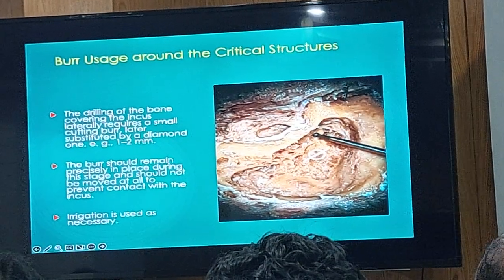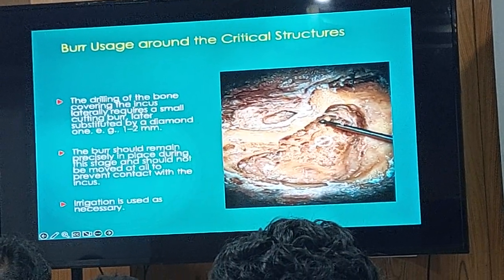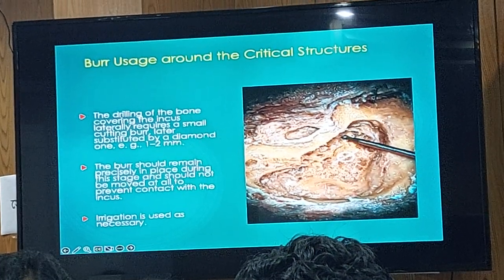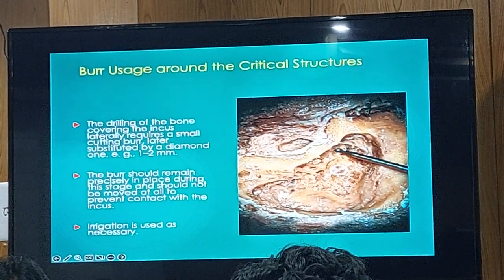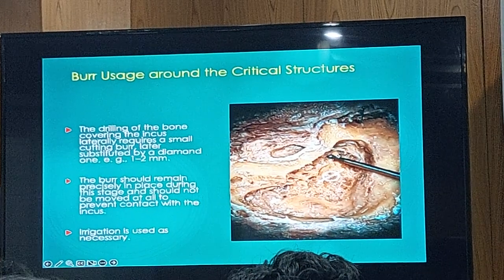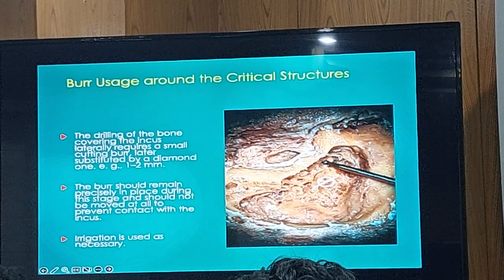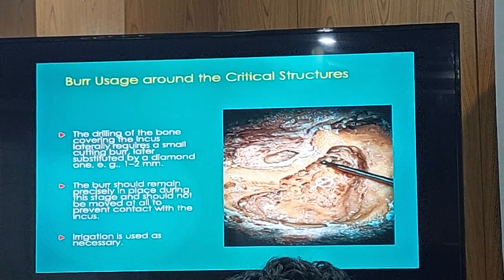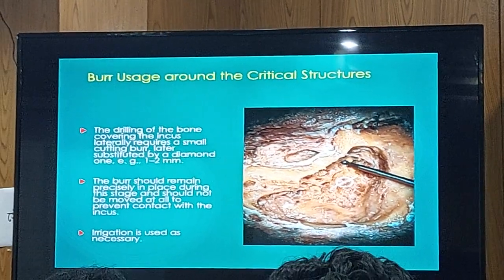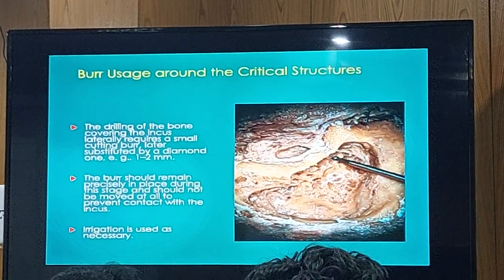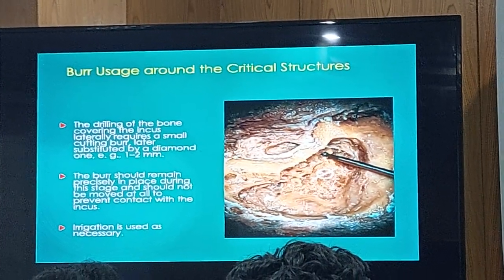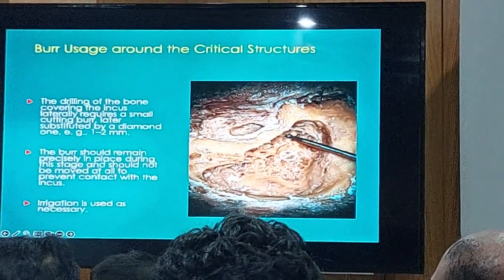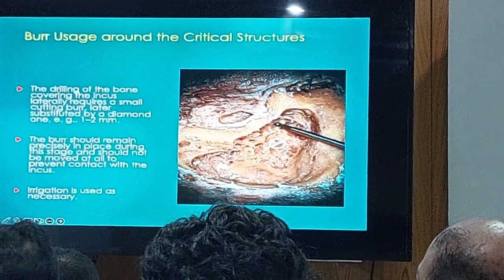So this is one important point I showed. You see the underlying structure, that is one of the vital structures. That is the short process of the incus. So you must be careful. You need to delineate the incus to reach and see something in the anterior or posterior area. So there is a 1 millimeter part. We should always be careful not to touch the burr to the ossicle.